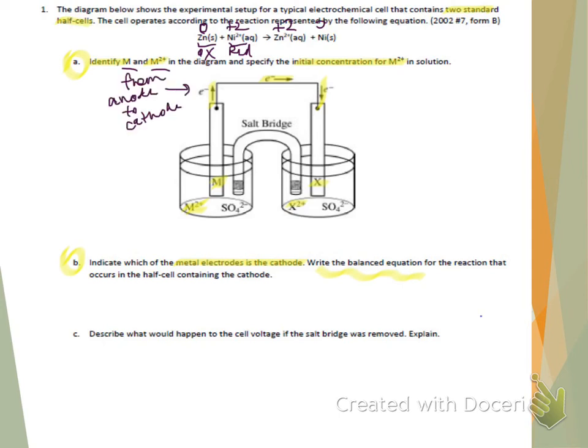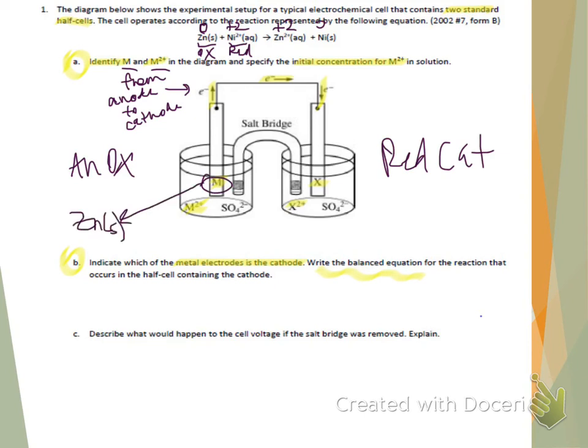Being the case, that would mean that the left side is my anode and the right side is my cathode where reduction is happening. Well, M is in our anode. Anode is oxidation, so M, the solid anode, must be our solid zinc. The M2+ in solution would be our aqueous zinc. It does say to identify both, so be sure you specifically identify both.